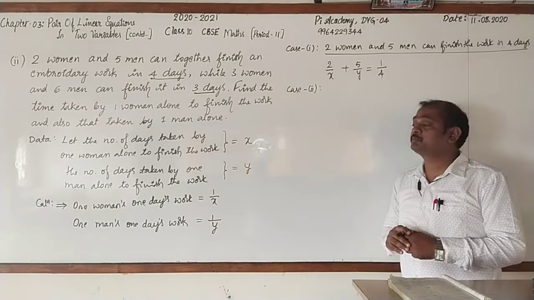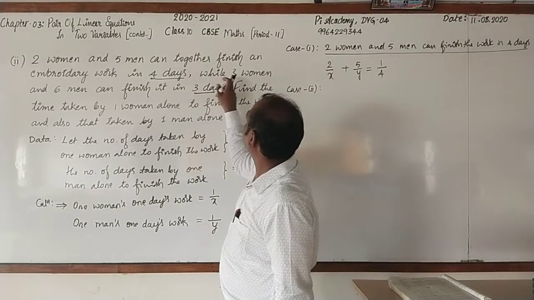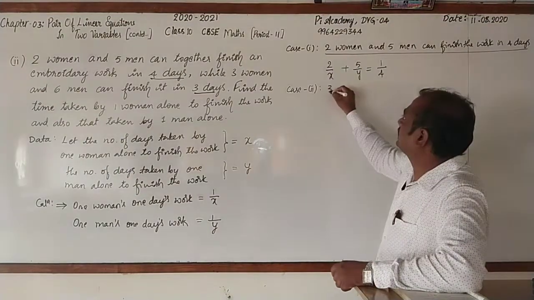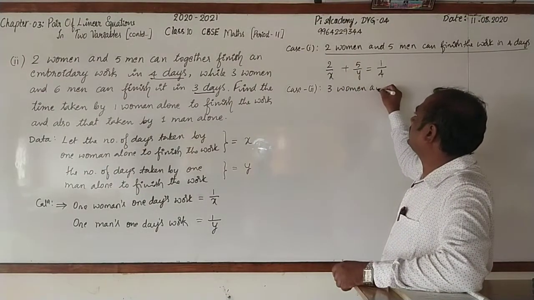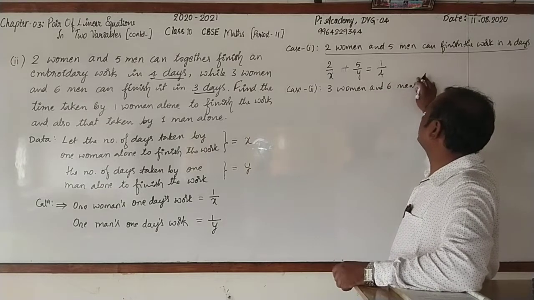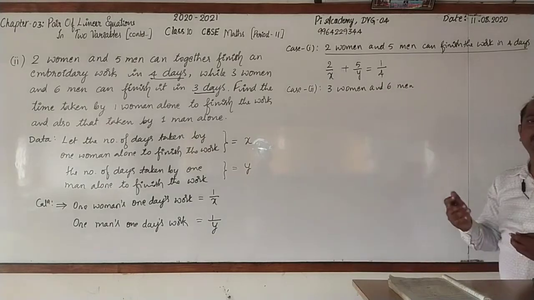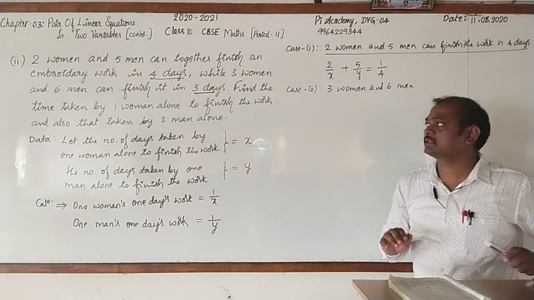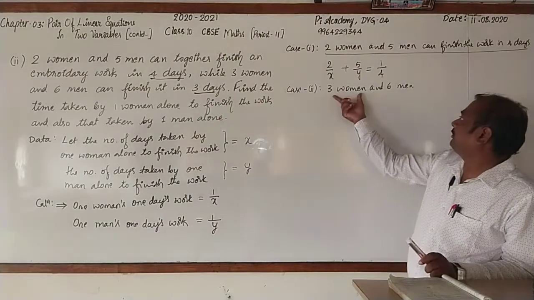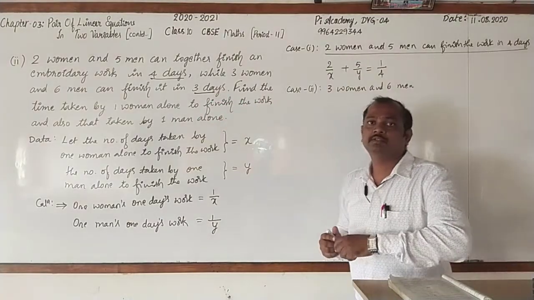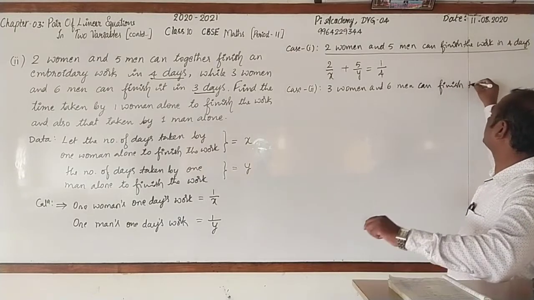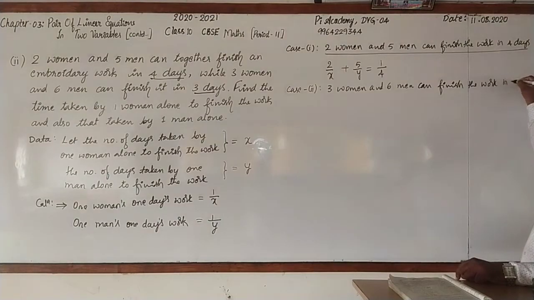Yes, please start writing with me. It is 3 women and 6 men can finish the work in 3 days. See, 3 women and 6 men. Very simple. You can observe that as the number of workers increases, the number of days taken to finish the work decreases. Hence, 3 women, 6 men can finish the work just in 3 days.